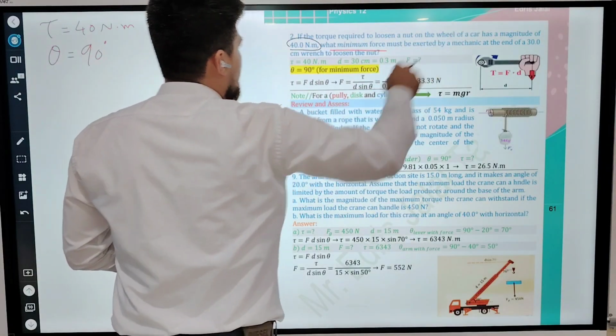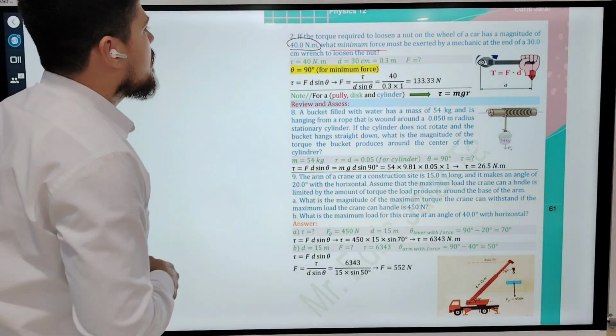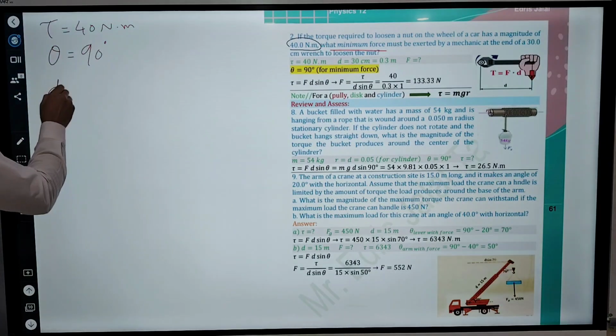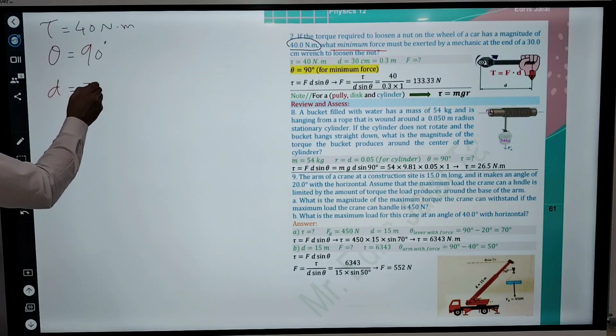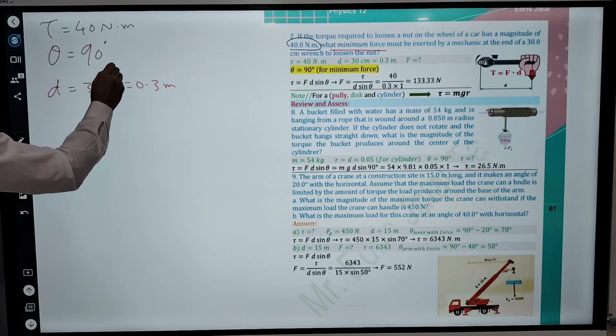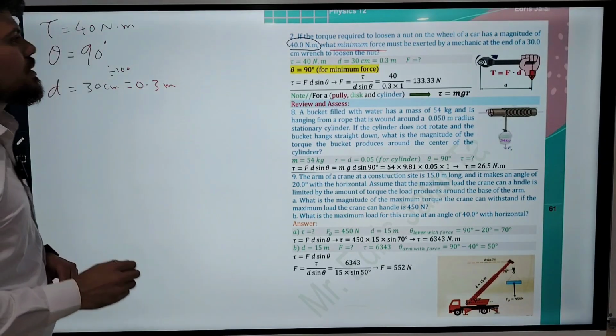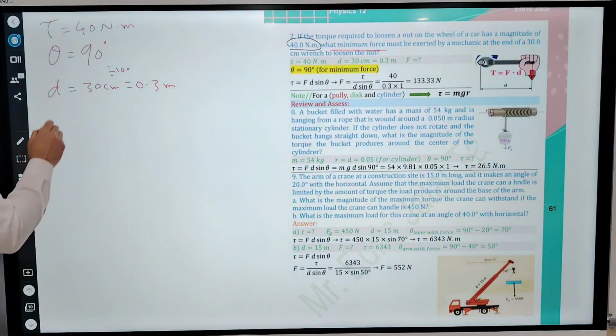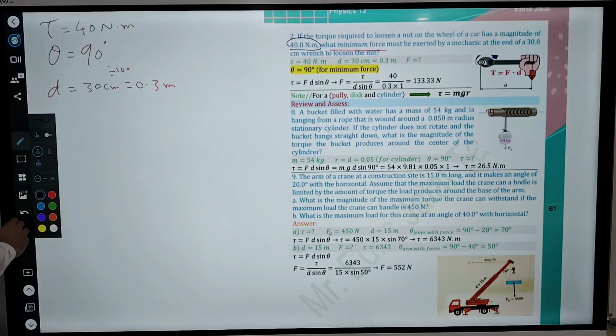Must be exerted by mechanics at the end of 30 centimeter. Distance was given in 30 centimeter, which is equal to what? 0.3 meter, divided by 100, convert centimeter to meter. Wrench to loosen a nut. So it is very easy question.